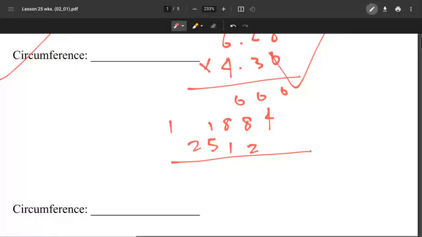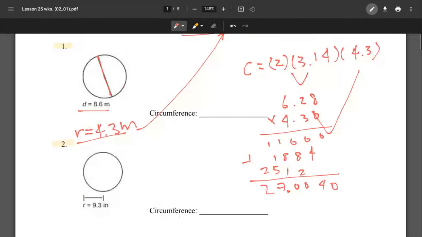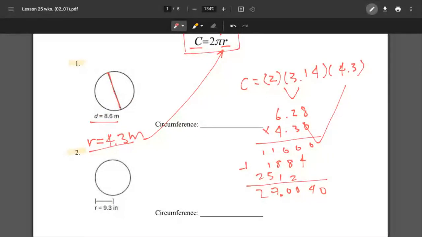Okay, add it all up. And then our decimal point goes there. And so our circumference is, let's just round it up, round down, right? So we get 27 meters.